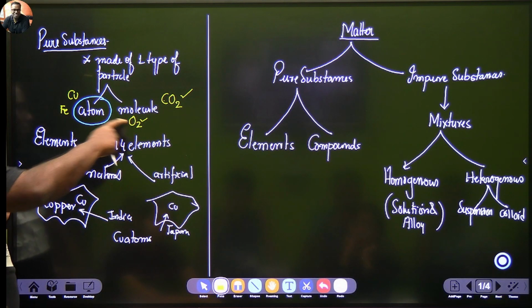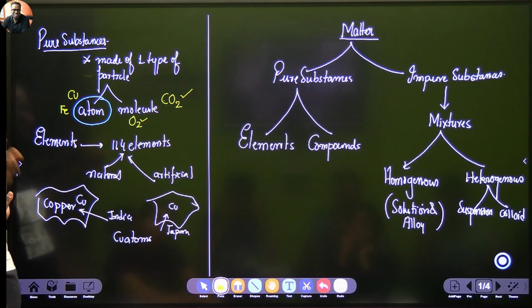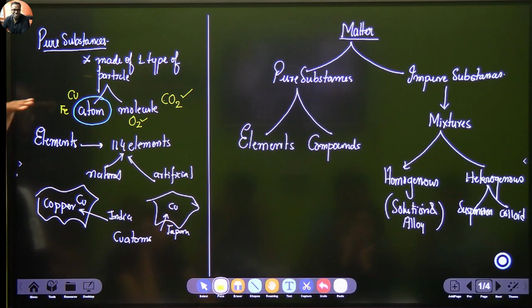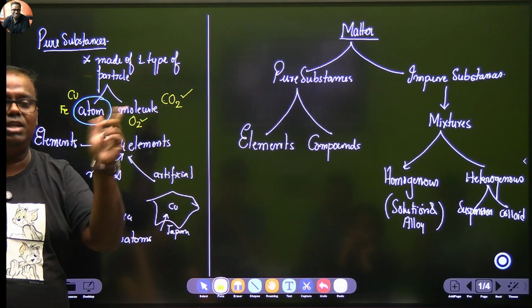It has one type of particle. What is that particle? Molecule. It has one type of particle. What is that particle? Atom. So elements are those substances which are made up of one type of atom or one type of molecule. The molecules of elements do not have any other atom.